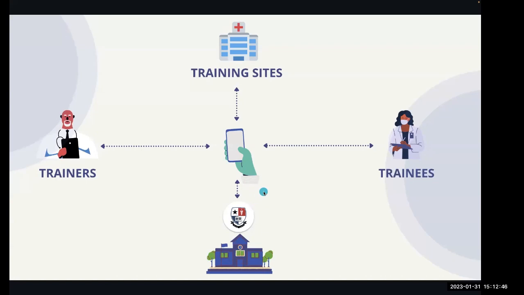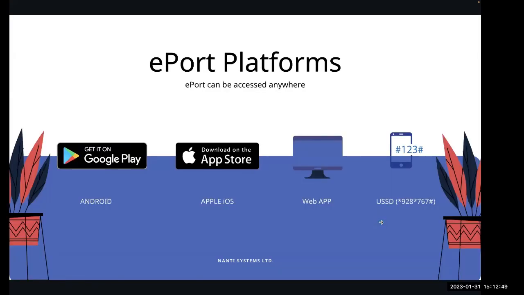Now, the Eport application can be accessed on Android, iOS, via web application, as well as a USSD platform. So what this means is that if you have a Google or Android phone, you can download it from the Play Store. If you use an iPhone, you can download the app on the App Store. And if you want to access the application on your computer or your laptop or your tablet, you can access it via a web application.